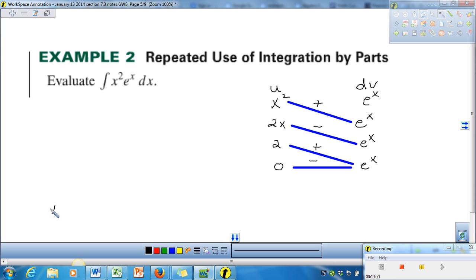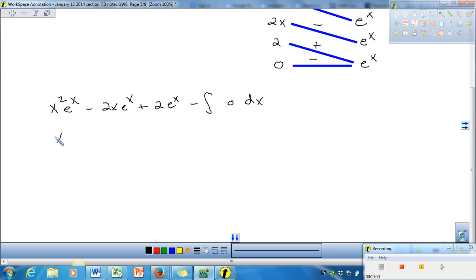x squared e to the x, minus 2x e to the x, plus 2 e to the x, minus the integral, because the horizontal is always integration, of that product, integral of 0 dx. You can just do the constant, right? So now, I can say x squared e to the x minus 2x e to the x plus 2 e to the x plus c, because this will come out to be a constant.